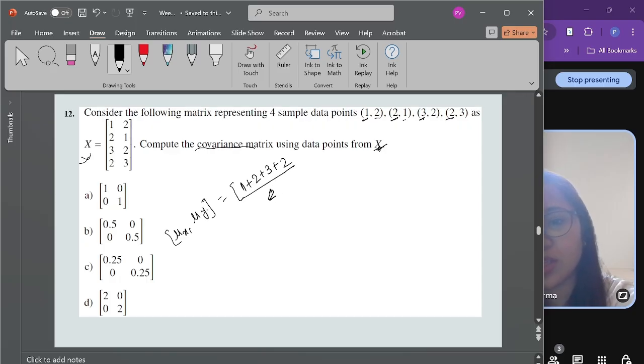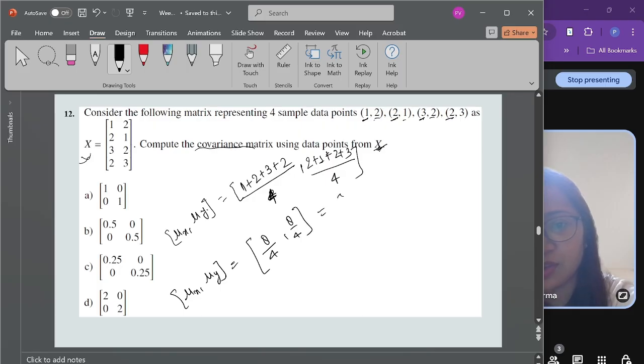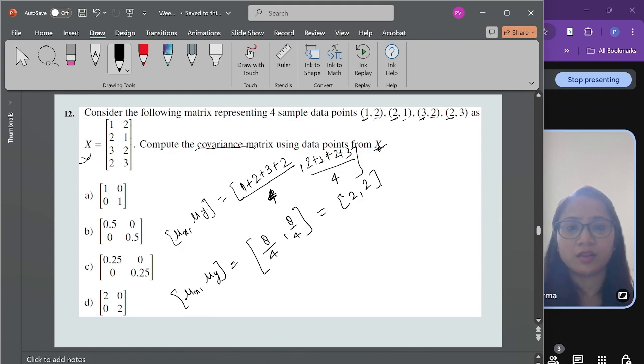How many data points are there? It is 4, right? So 4. Similarly, we have to calculate for y also. So 2 plus 1 plus 2 plus 3 divided by 4. Now mu x and mu y that we will get, both are 8 by 4, 8 by 4. So you will get 2 and 2. So this is the mean vector that you have got from the data points.